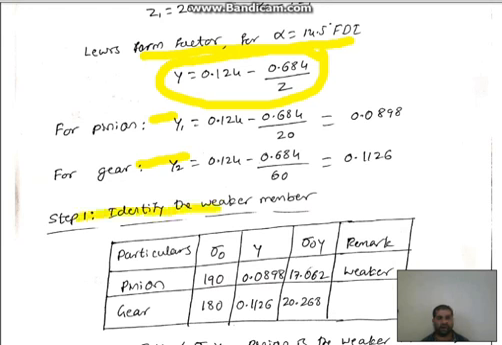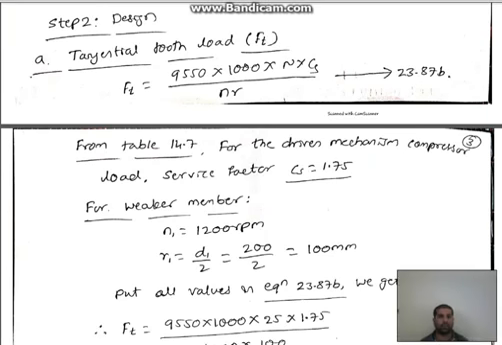Step 1. Identify the weaker member. To identify the weaker member, we tabulate the column. Then calculate the product sigma naught y. The value whose sigma naught y is lesser is the weaker member, and design the same. Step 2. Design. A bit, tangential tooth load. The tangential tooth load equation is given.